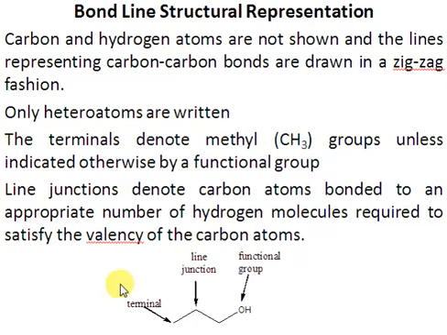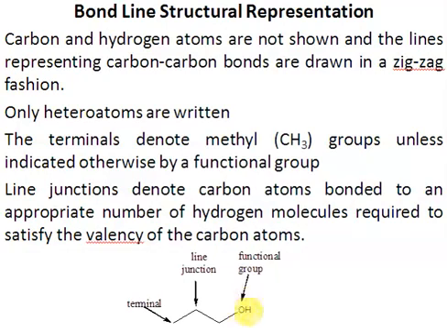So we have methyl whenever there is a terminal, and there is an intersection or line junction. Whenever there is a line junction, you should know that at the line junction there is a carbon, and you have to just count the bonds of this carbon. So this carbon is forming 2 bonds, and 2 more will be hydrogen. Similarly, this is also a line junction. At this line junction we have carbon, and you can satisfy the valency by adding a sufficient number of hydrogens in order to make the valency of carbon up to 4, right?